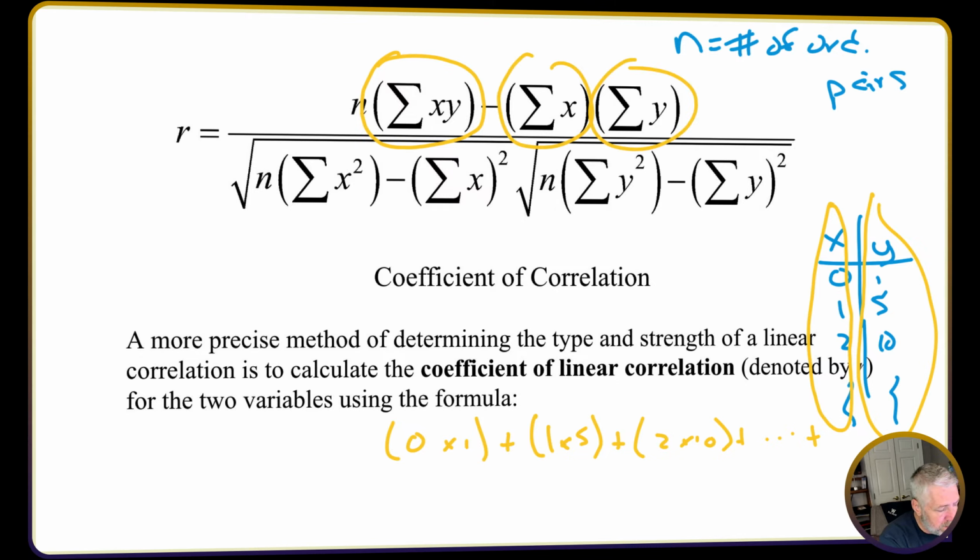So you take the summation of the product of the XY's multiplied by your number of ordered pairs, and then you subtract off the product of the summation of the X values times the summation of the Y values. I know that sounds like a lot, and it's a lot of room for error, certainly, depending on how big your set is. But this is where it's coming from. This is what I had in class the other night. This is what we derive.